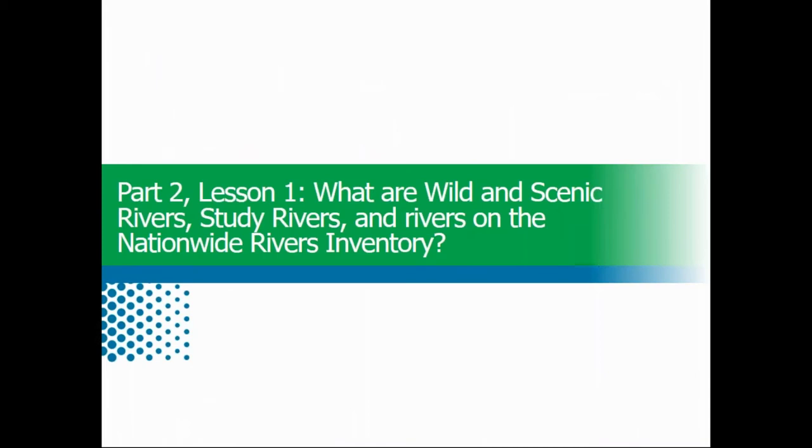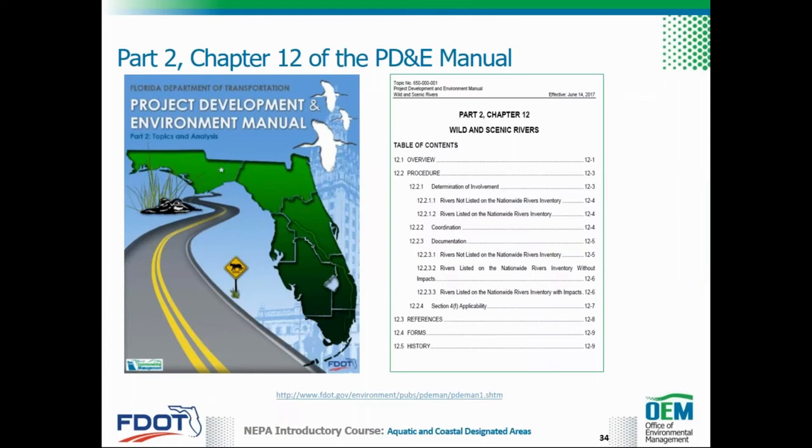In Lesson 1, we'll discuss 3 classifications of regulated rivers: wild and scenic rivers, study rivers, and rivers listed on the nationwide rivers inventory. The Wild and Scenic Rivers process is guided by Part 2, Chapter 12 of the PD&E manual. This chapter provides an overview on wild and scenic rivers, study rivers, and rivers listed in the nationwide rivers inventory, and explains the procedures for conducting coordination to determine federal project impacts and how to document them in the environmental document. You may want to have this chapter handy as you go through this training. This chapter is available on DOT's OEM website using the link.